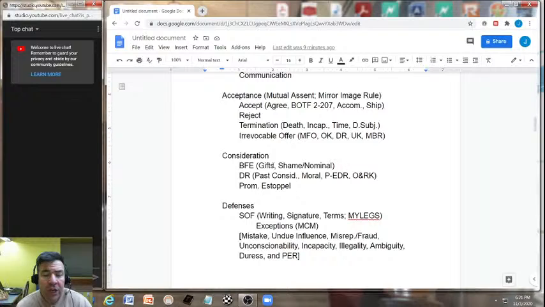Under bargain for exchange, we look to see, is it a gift kind of consideration? If it is, it doesn't carry with it sufficient consideration. Is it a sham or nominal consideration situation? If it is, then there wouldn't be sufficient consideration. And now we switch gears and we go to detrimental reliance, and that's that aspect about requiring someone to perform when they do not have to perform, or prohibiting somebody from performing when they have a right to perform.